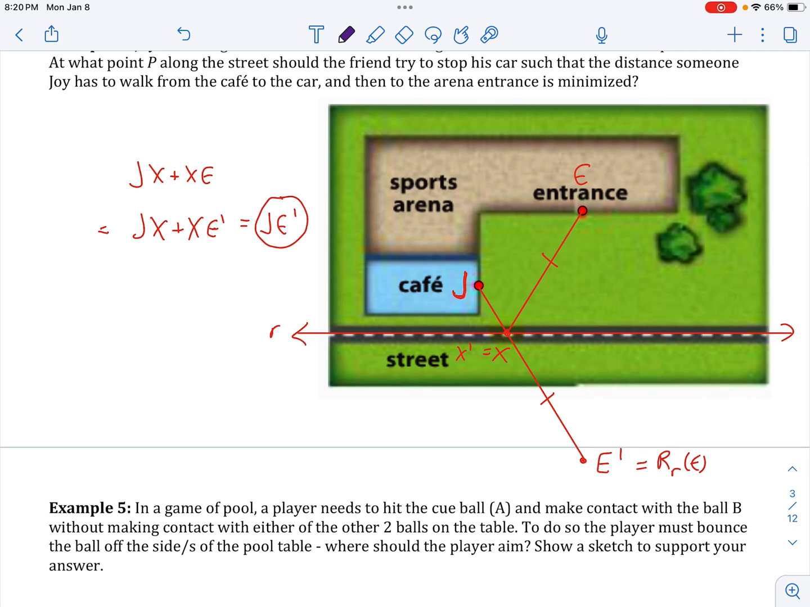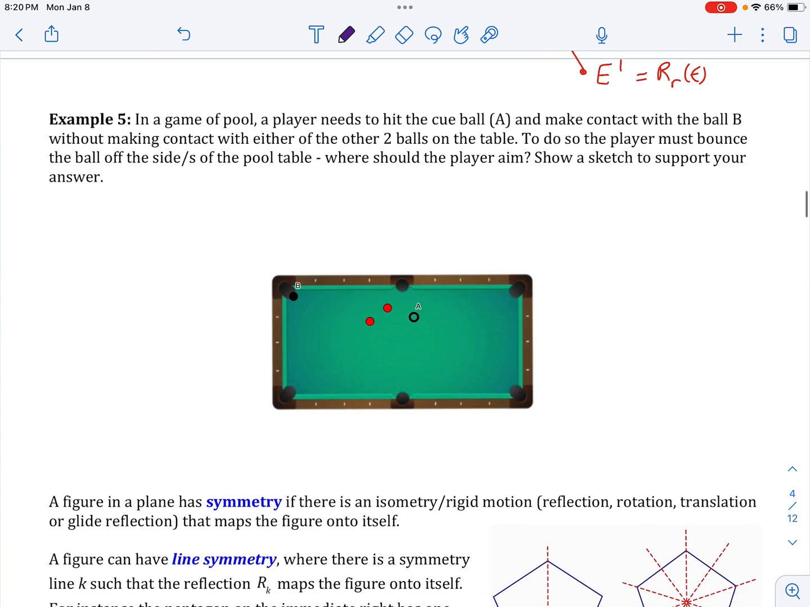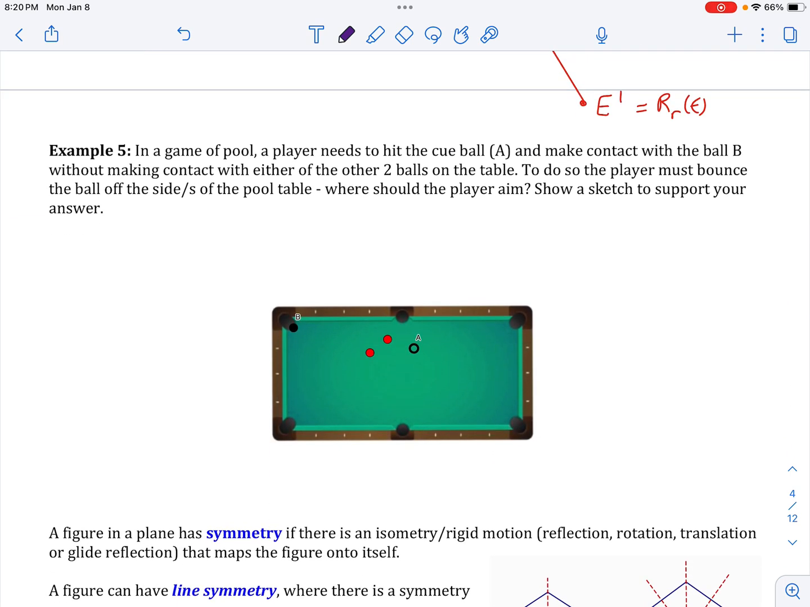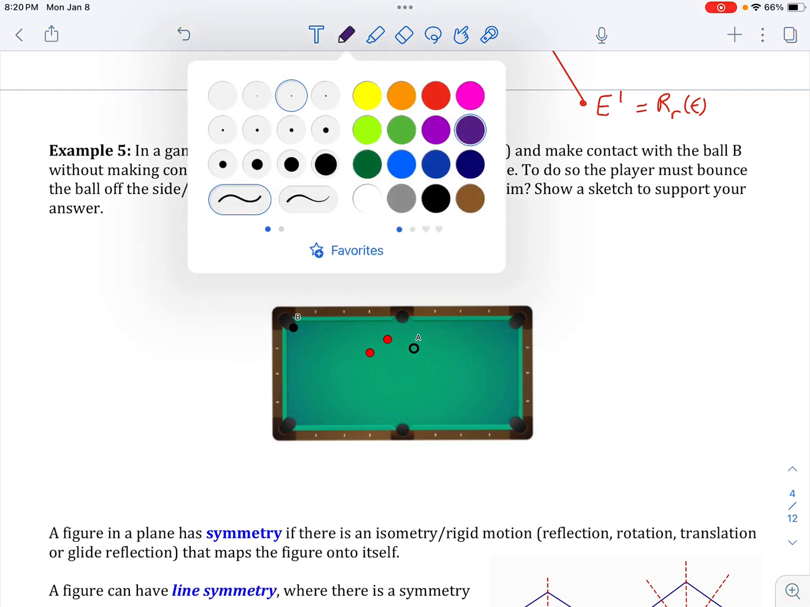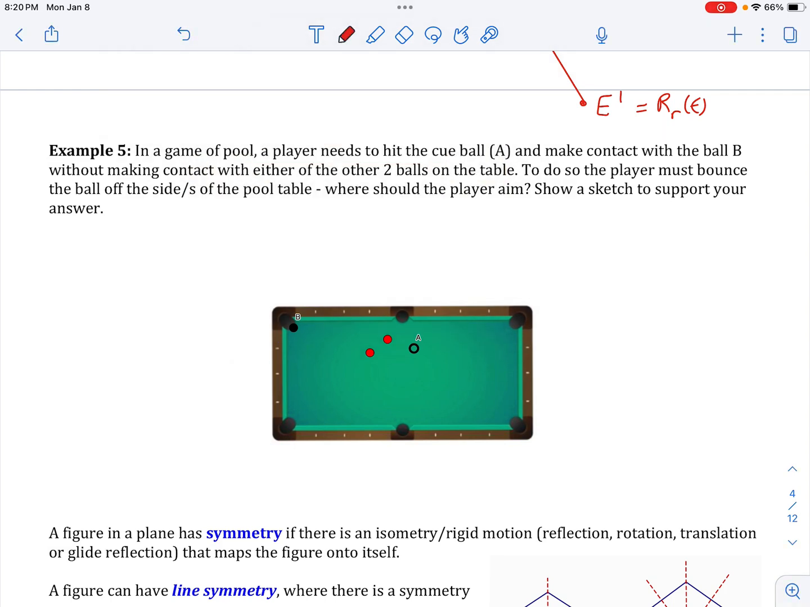It's a fun fact about reflections, but we're going to apply that fun fact in other ways moving forward, such as the game of pool. So if you're trying to hit cue ball A and make contact with ball B, where's B? Oh, over here. You're trying to hit ball B over here without hitting these other balls. What could you possibly do? Well, let's say you wanted to bounce down here and hit this thing over here. Guess what? It's about reflections.